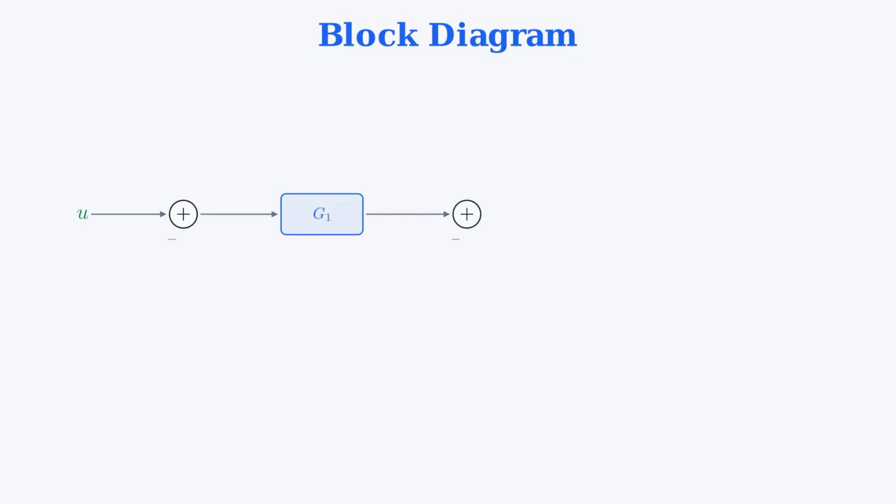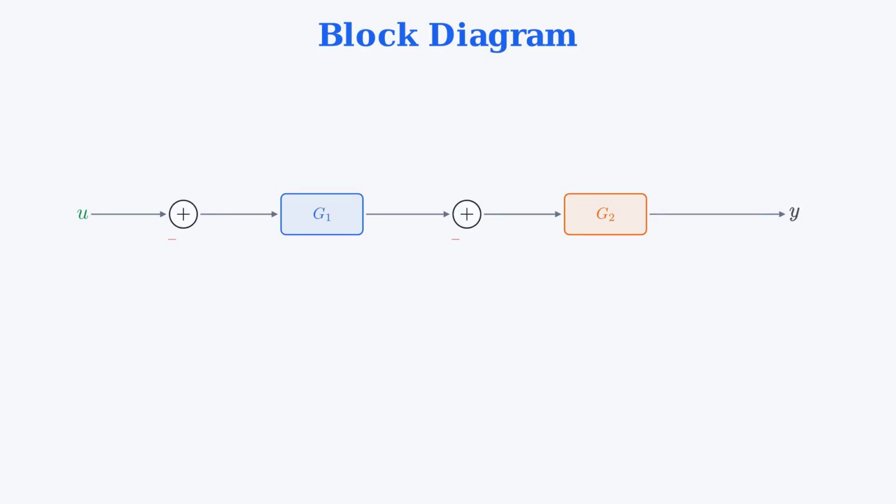Here is a problem. We are given a block diagram with three transfer functions, g1, g2, and g3. We need to find the overall transfer function g of s, which is y of s divided by u of s. Let me describe the diagram.